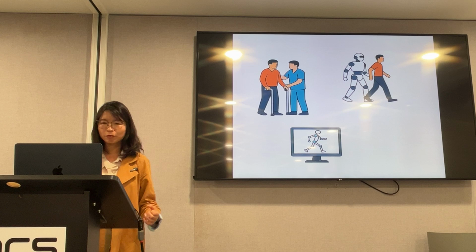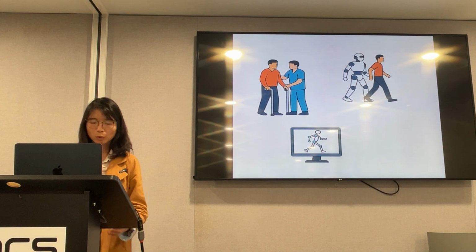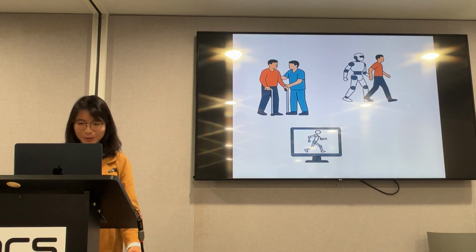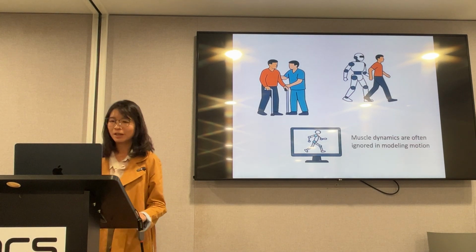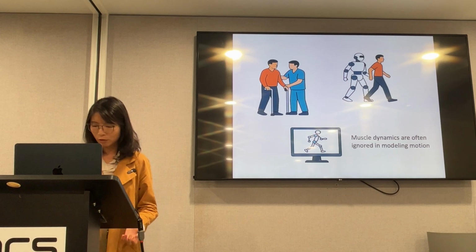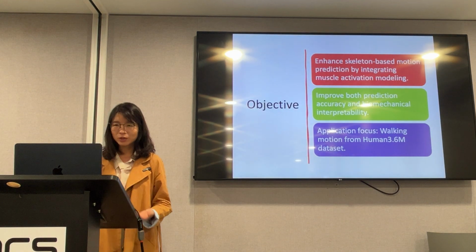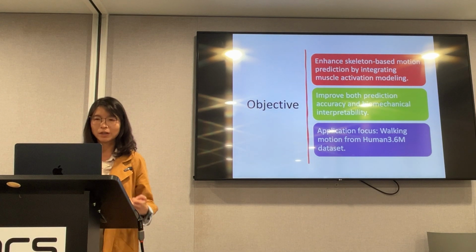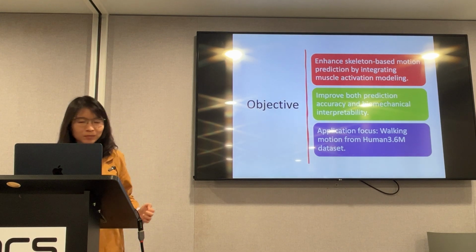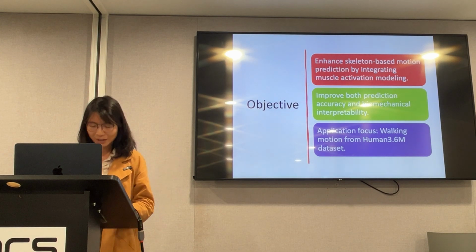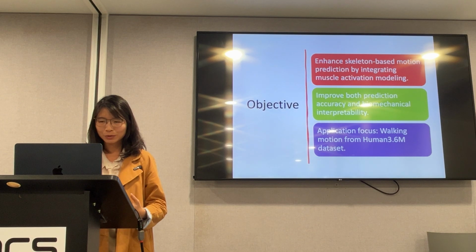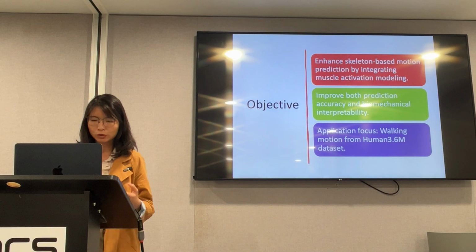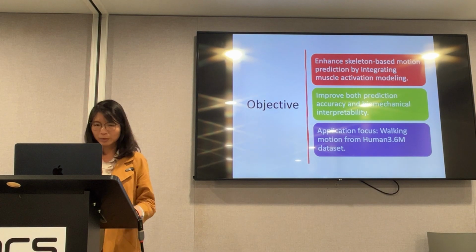But in this kind of motion prediction task, most of the works are only focusing on modeling the skeletal body joint sequences, and the muscle information is often ignored in this kind of modeling systems. So in our work, we are trying to incorporate this type of muscle information into the motion prediction task to make it more accurate, with the aim to increase the biomechanical interpretability.